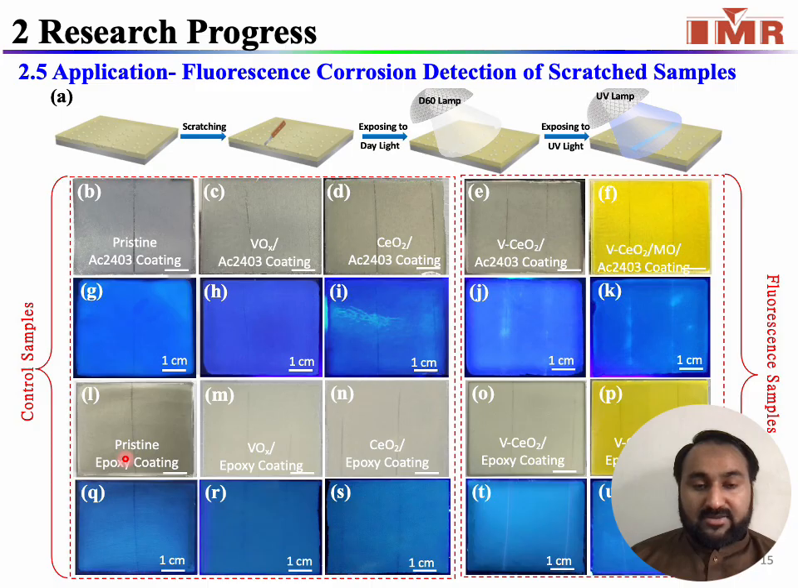In comparison, we also have prepared the pristine epoxy coatings. So the same effect in the epoxy coatings, and we can see that the control coatings F and G have no fluorescence effect. But in the case of VCeO2 coated epoxy coatings, we can see bright lines, fluorescence light, as a result of interaction with the corrosion particles.